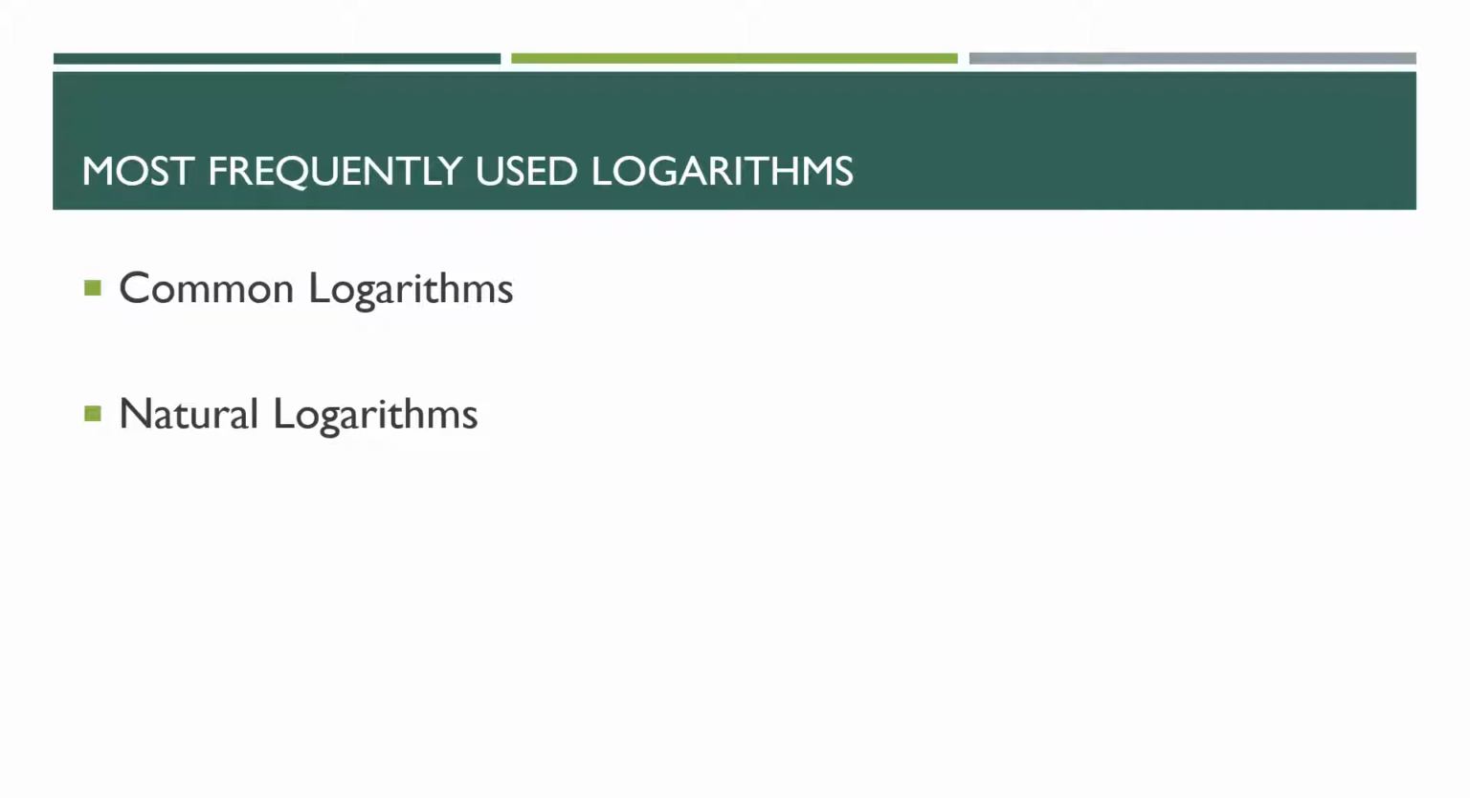All right, so I need to talk a little bit more about logarithms. I need to talk about two special kinds of logarithms. The most frequently used logarithms are the common logarithm and the natural logarithm. Those are our two logarithms that have names, and these are the two types of logarithm-related buttons that you have on your calculator. Let's look at each one individually.